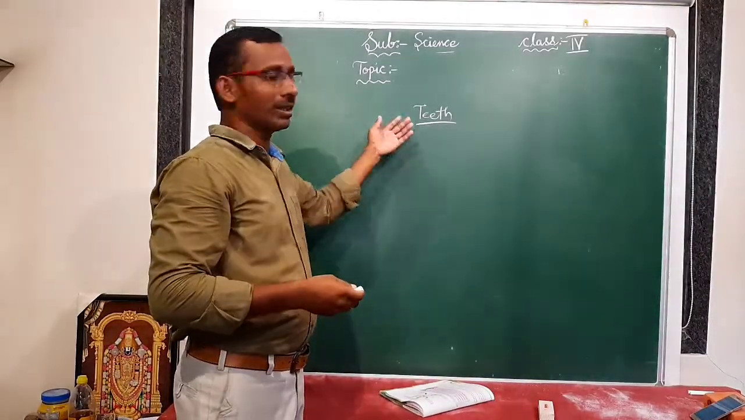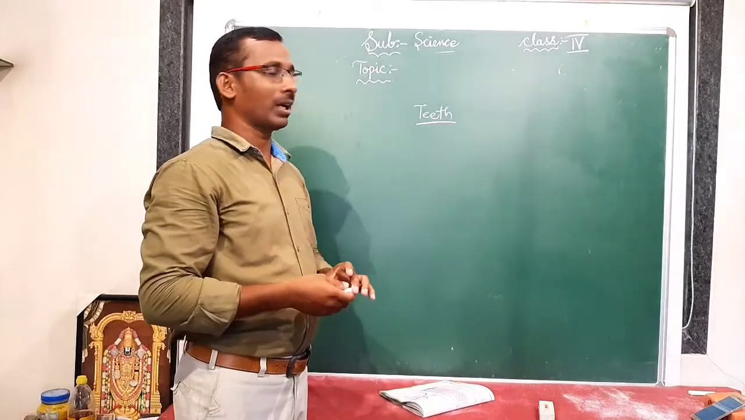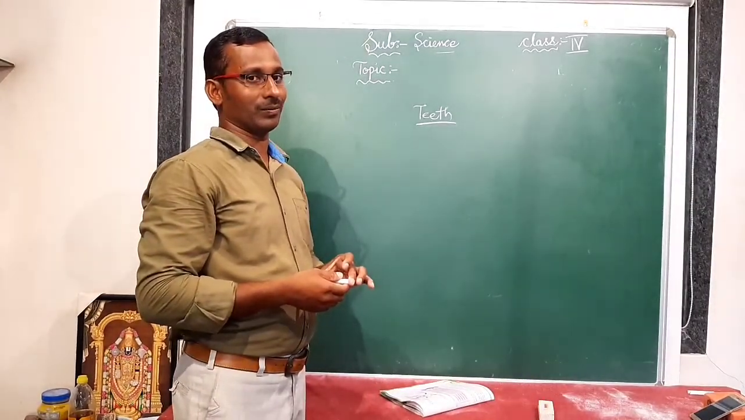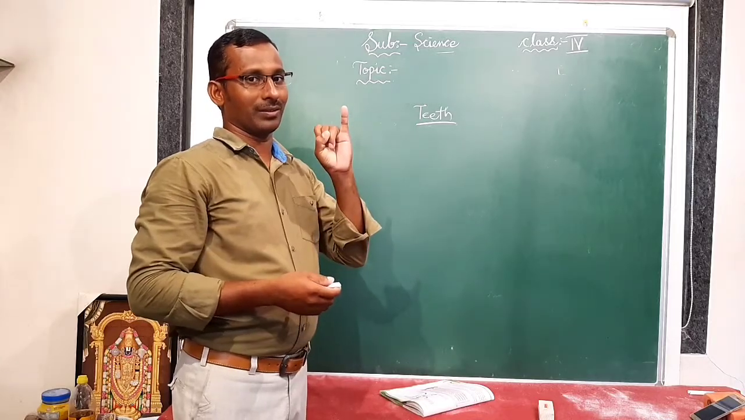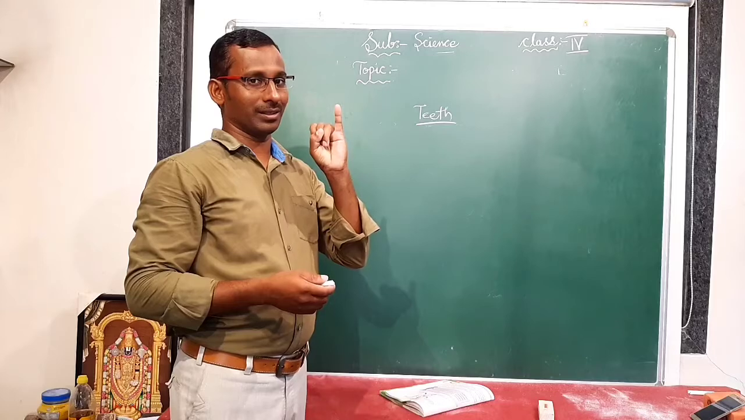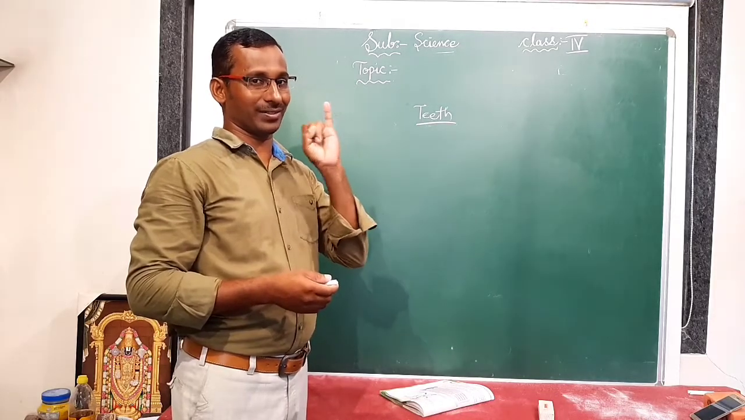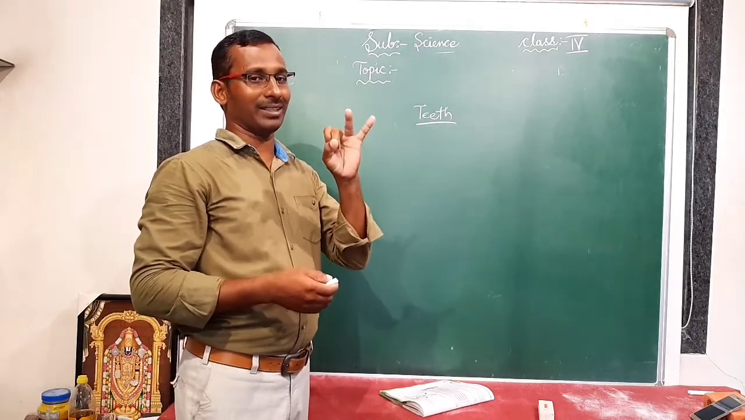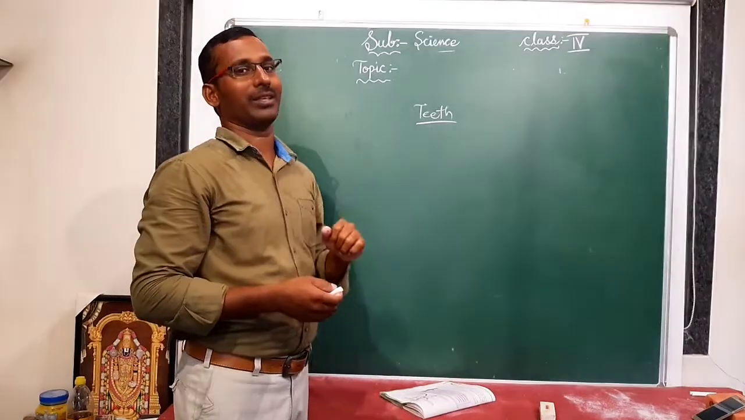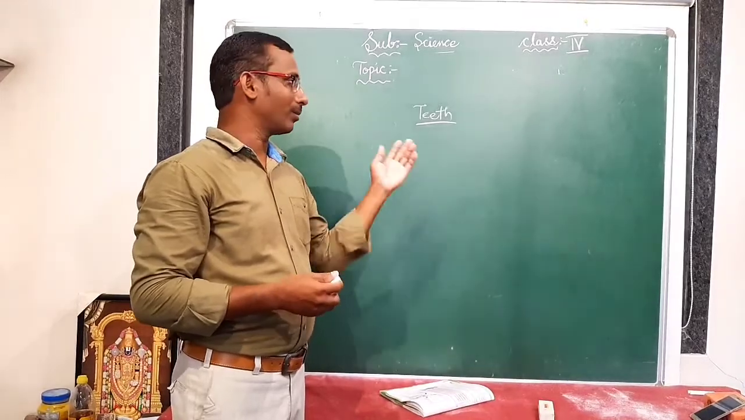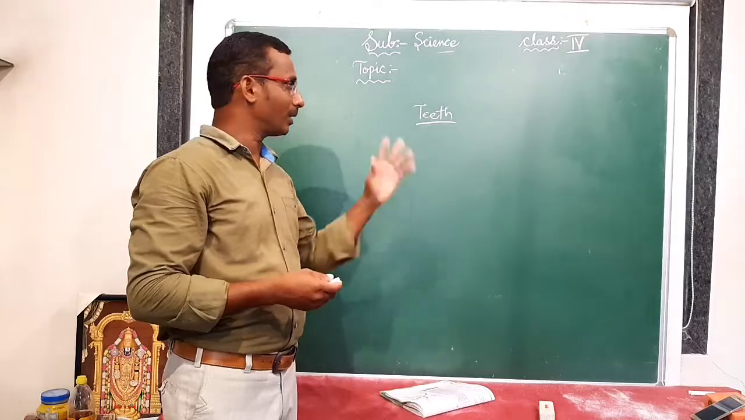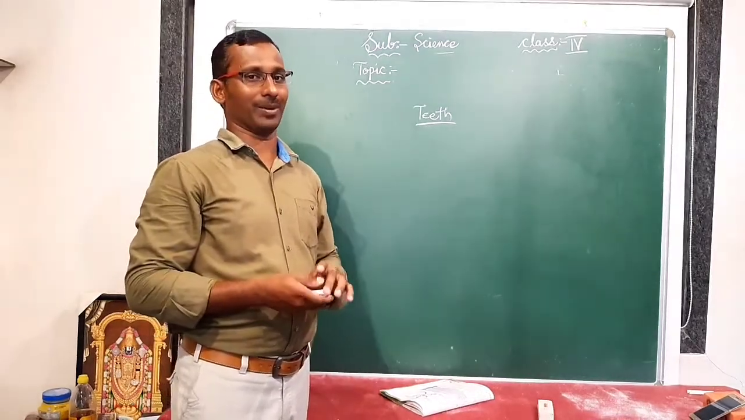They are located in our mouth, and there are 4 types of teeth. Is it right? What are they? What is the first one? Canines? No, incisors. First incisors, then canines, premolars and molars. Some are sharp, some are flat. Some are useful for tearing and biting. Some are useful for chewing and grinding.